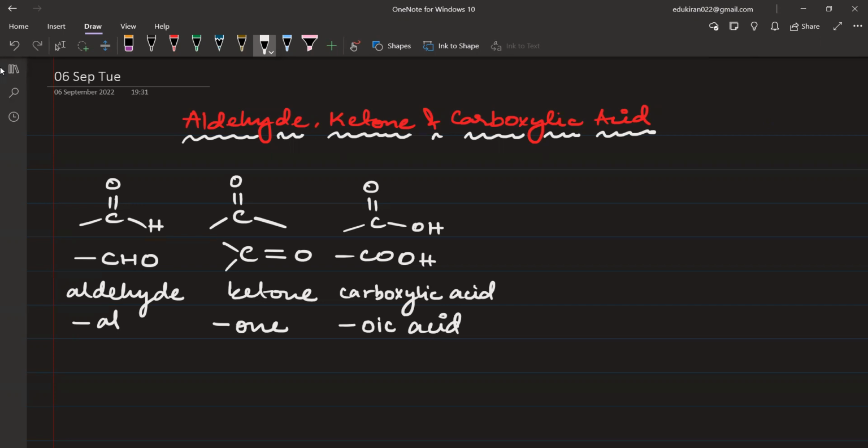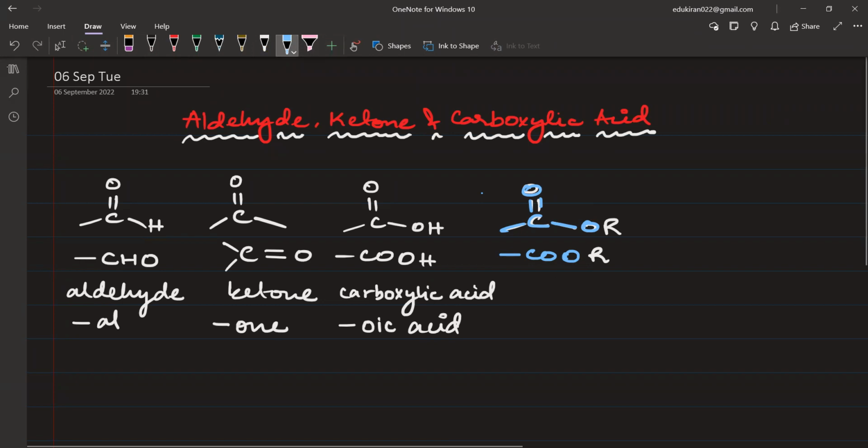Then we will also see in this chapter esters: C double bond O and OR. Now in an ester, this carbon is going to be the parent carbon chain, and this R group is a substituent. Please remember that this R group is not a part of the ester group. It will be written as COOR. Only this much is your ester. Whatever bonds and carbon atoms come after this carbon atom are part of the parent chain, and the R is going to be your substituent.